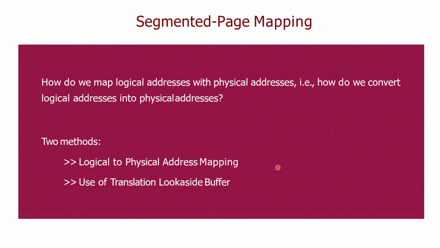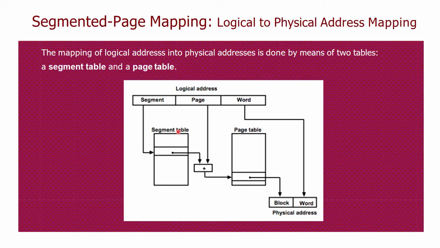Okay, moving ahead. So segmented page mapping. How do we map logical addresses to physical addresses? Well, there are two methods: logical to physical address mapping and the use of the translation lookaside buffer, TLB. Okay, let's see how it works. So we can use this logical address. We have to pick the segment value and map it in the segment table. The value to be picked here should be added with the page value. These two added together will give us the page table location, and using that value can be fetched into the block, and this word can be appended with it.